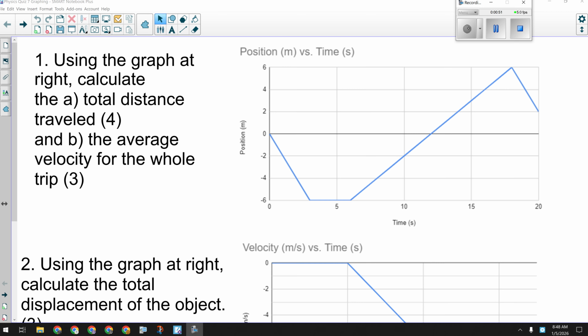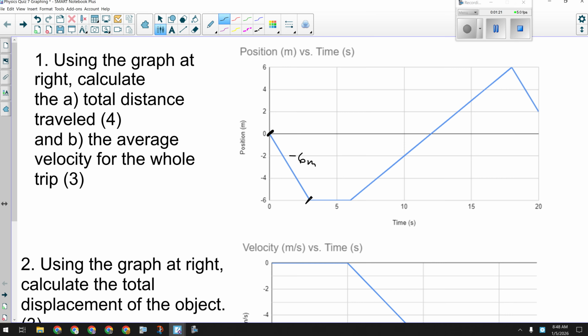Okay, so on this graph we're asked to calculate the total distance traveled. Is distance vector or scalar? It's scalar, so it doesn't care which direction it goes, just how far. All right, so for distance, we got to figure out how far it goes in each section. So in this first section here, we start at a position of 0 and end at a position of -6 meters. So we go -6 meters during that section.